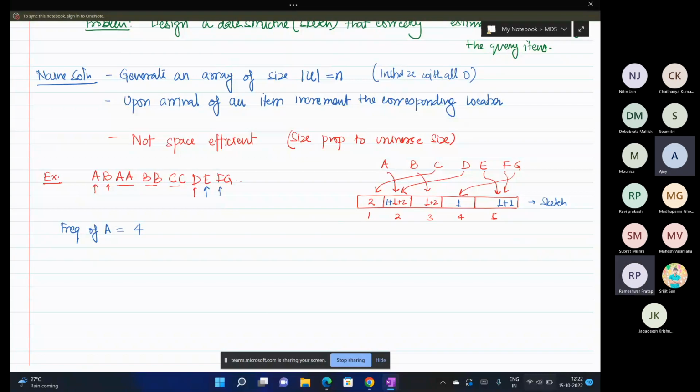But there is an error, because D is also mapped in the same cell, and it increments the counter of A by 1, because D has appeared once in the stream. So we want to minimize this sort of error. So what can we do?